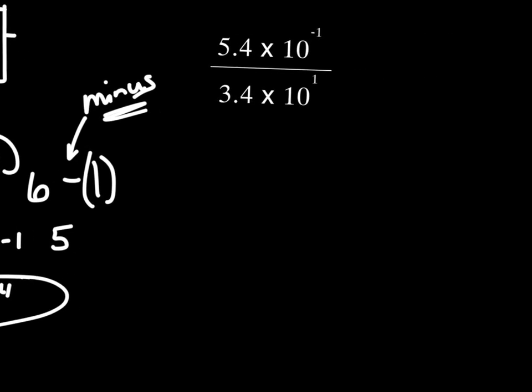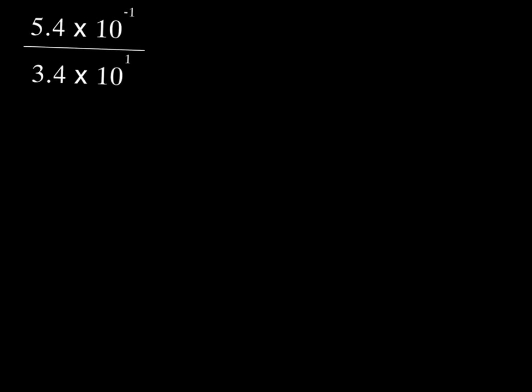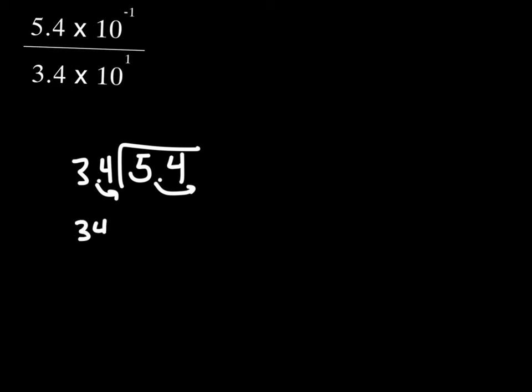So if we take a look at our second problem, we're going to do the same thing. So we're going to end up with 5.4 divided by 3.4. We're going to move our decimals over. And what this is going to give us is 34 dividing into 54. So we know that that goes in there once, and we're going to bring our decimal with a 0, and we're going to continue that. When you get done dividing that, it comes out to 1.588. And now we're going to deal with our powers.